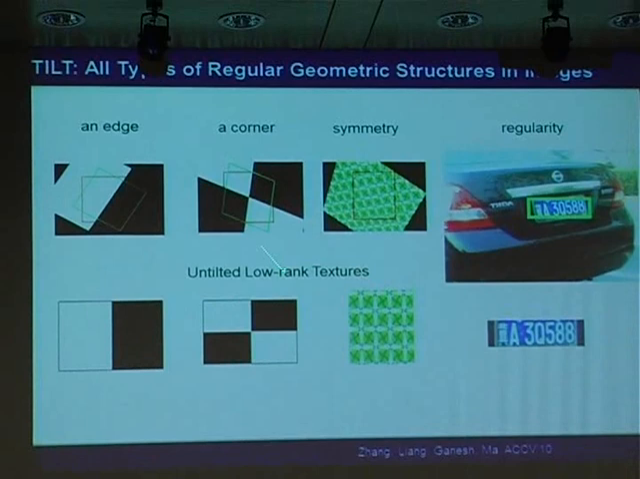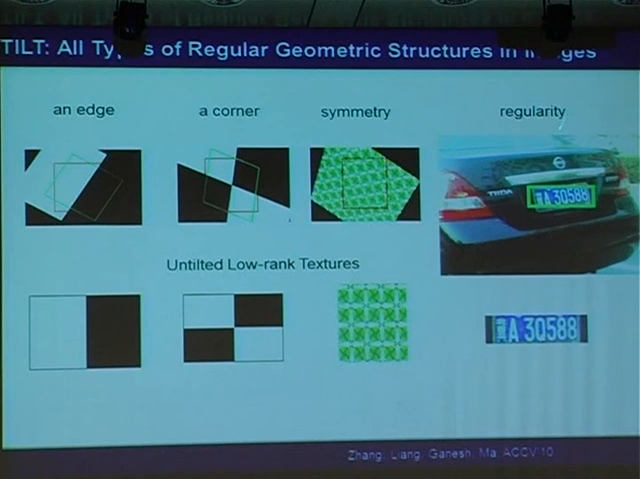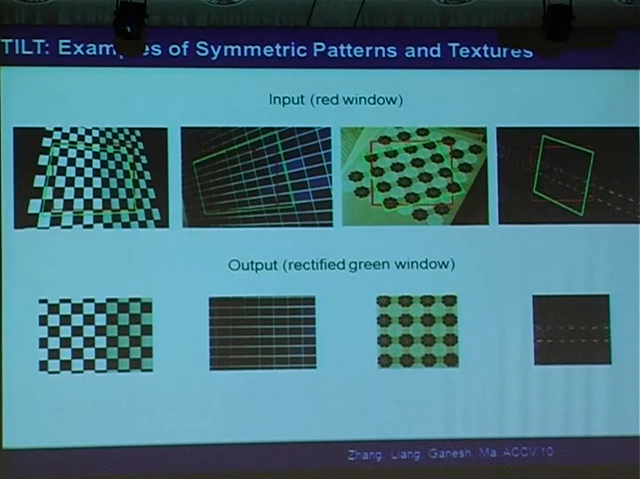With this kind of algorithm, not only do you know it's a corner, you know its orientation relative to you. Every corner in this room tells you its orientation, giving you tremendous information. Anything with symmetry, anything regular, you can rectify. You don't have to recognize a license plate from that angle. You can always rectify it, then recognize it. This is arguably shape from texture. The red window is always the initialization of our algorithm, and the green window is the output. You resample the green window and get a perfectly rectified result.